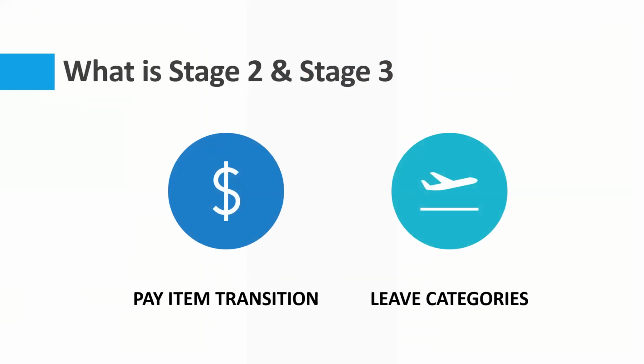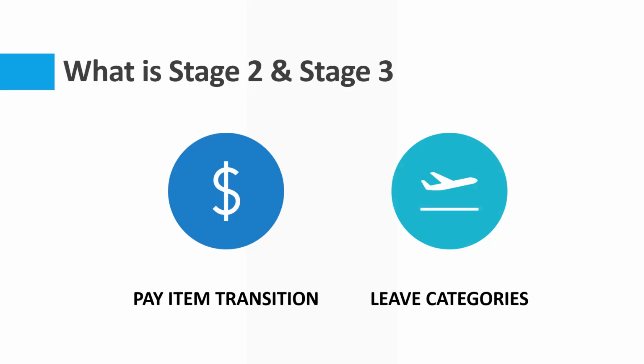So now that we've conquered what to do for STP Phase 2 Stage 1, let's move on to Stage 2 and Stage 3 in a little more detail. So Stage 2, which is starting to roll out in the next few weeks, you will need to identify and update pay items with the new earnings categories as defined by STP Phase 2.